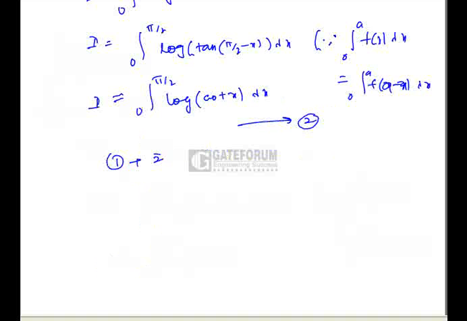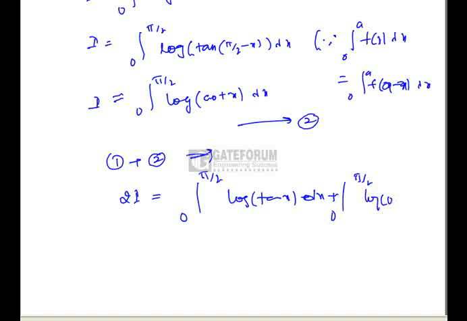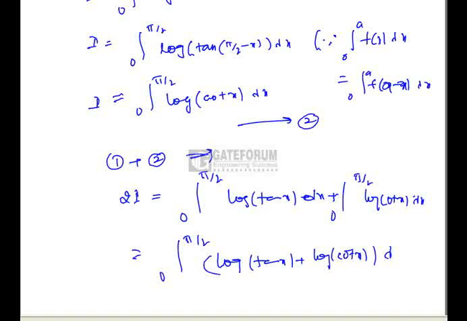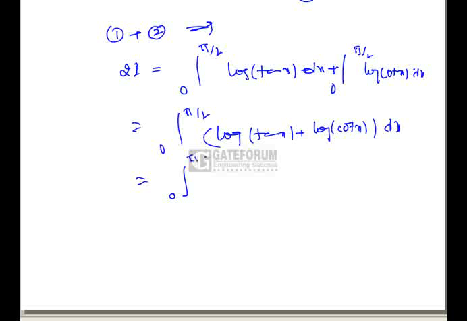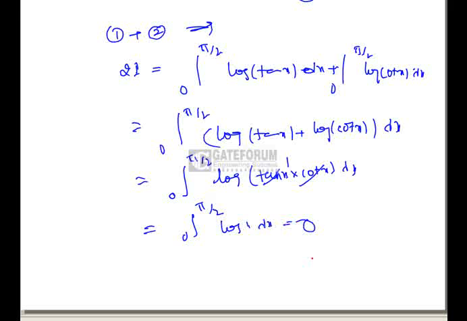Now we'll add equation 1 and 2. That is, 2I is equal to integral 0 to pi by 2 log tan x dx plus integral 0 to pi by 2 log cot x dx. This can be written as integral 0 to pi by 2, as it is common, of logarithm of tan x plus logarithm of cot x dx. We know that log a plus log b is nothing but log of ab. So this will be logarithm of tan x into cot x dx. Tan and cot are reciprocals, so the value will be 1. So integral 0 to pi by 2 of log 1 dx. Log 1 is 0, so the entire integral will become 0. Hence the answer is A.